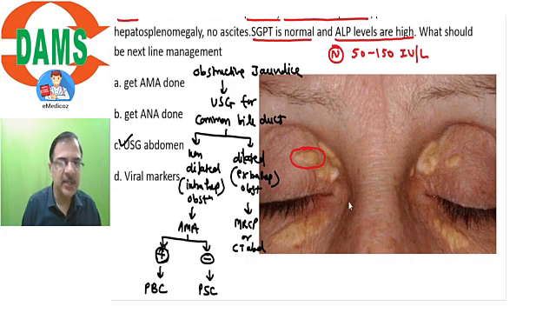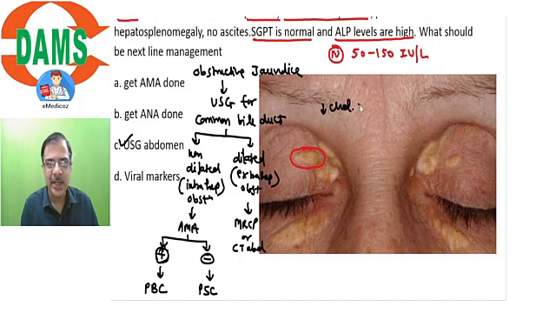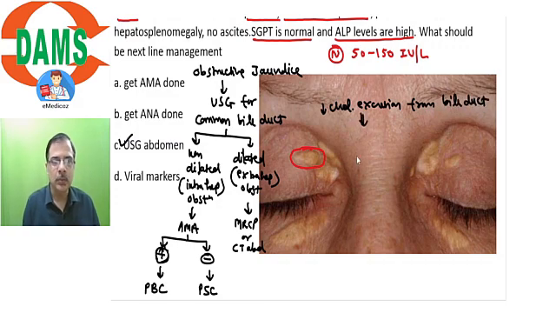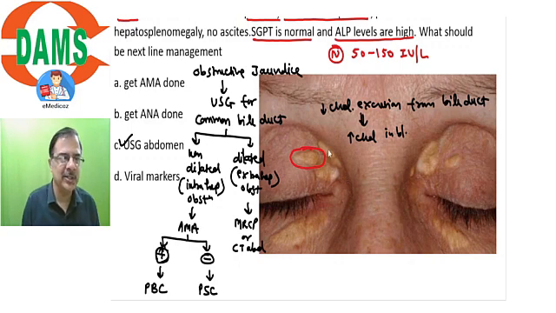Why do these xanthelasmas develop? Remember, xanthelasmas can develop in any chronic obstructive disease, because of decreased cholesterol excretion from the bile duct. It leads to increased cholesterol in the blood, because it is not able to be excreted. So any chronic cholestasis condition leads to decreased cholesterol excretion and xanthelasmas will be there.